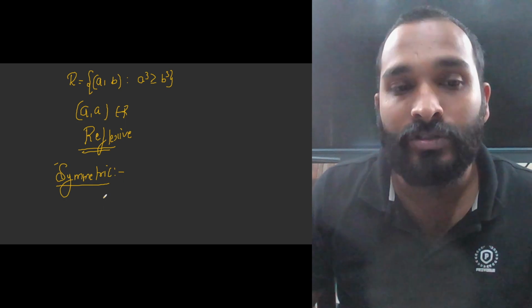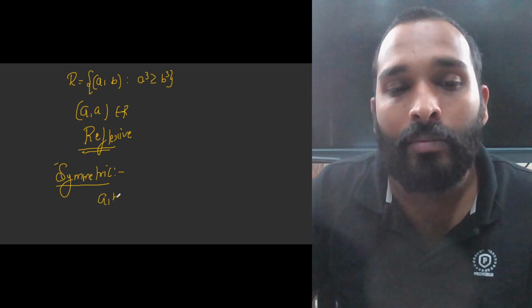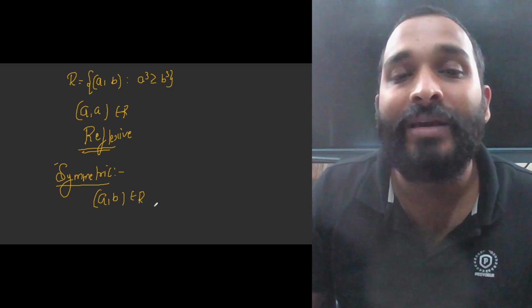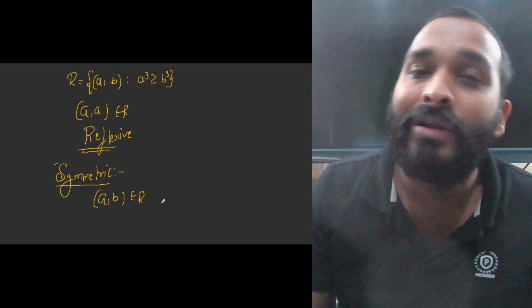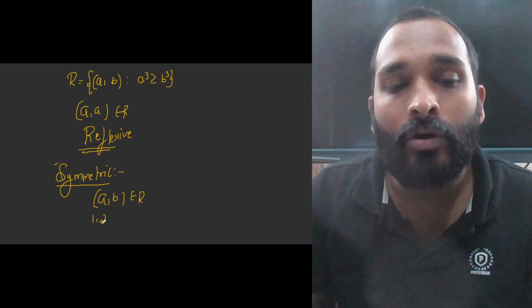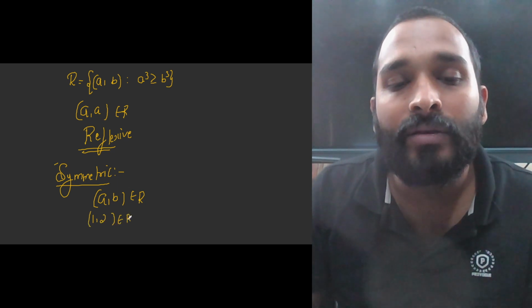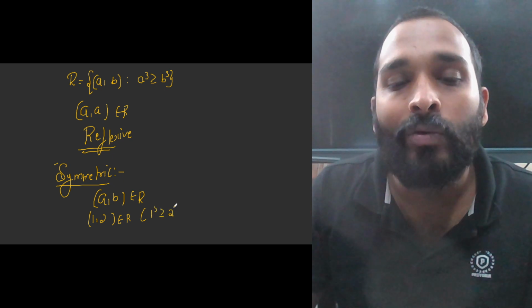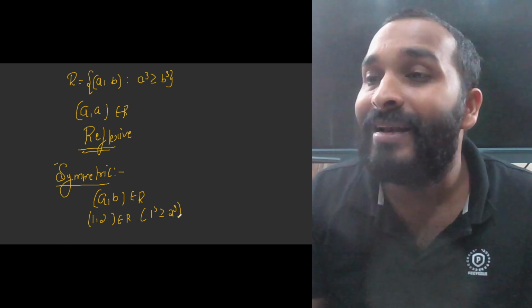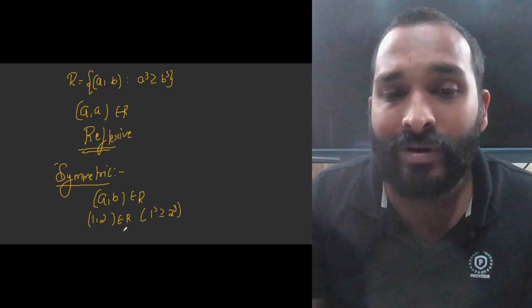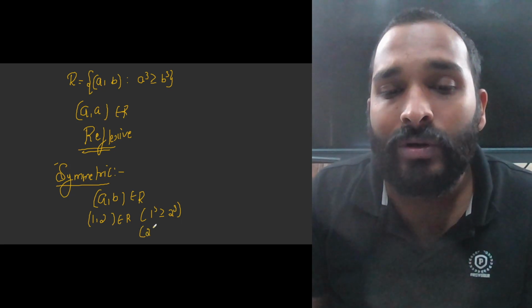Here if you check, for every (a, b) belonging to R, if it is not equal it should be greater, right children? (b, a) also belongs to R. Is that true? Yes or no? Because if (1, 2) belongs to R, that means 1 cube is greater than or equal to 2 cube. Can it be greater than or equal to? No. Here 2 is greater than or equal to 1, so 1 greater than or equal to 2 is not possible.